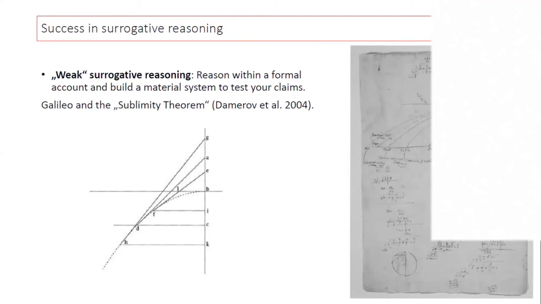So it looks like he actually did build the system. He dropped a ball. He measured the range of shot depending on the sublimity, as they call it. And his experimental data corresponded with his theoretical prediction. So I think this is a case of surrogative reasoning, but I call it weak because, of course, there's no independent reason for building the system if you don't want to test the theory.